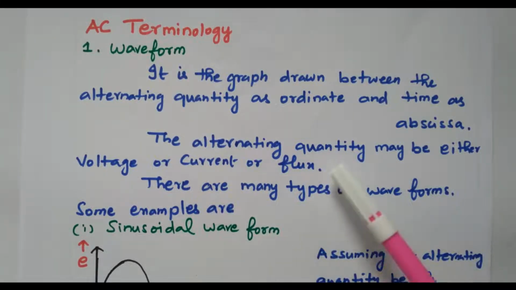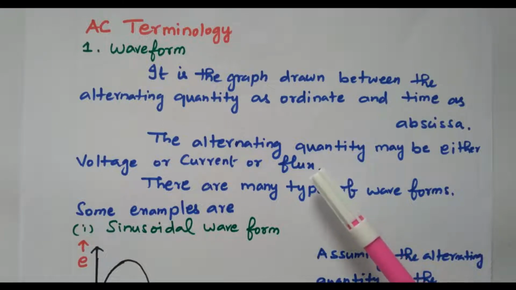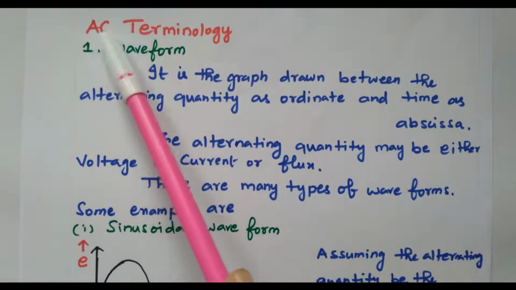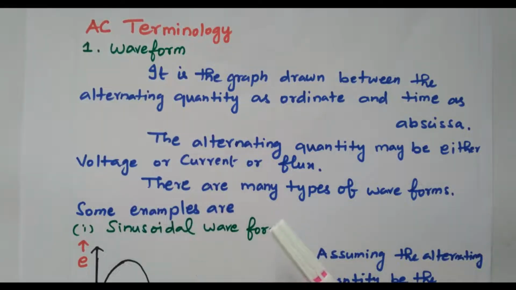In case of DC, the voltage or current is always constant, irrespective of the time. For any given time, the voltage is constant in case of DC. But in case of AC, alternating current means it keeps on alternating, that is changing from positive to negative with respect to time. So the waveform is very important in case of AC terminology.